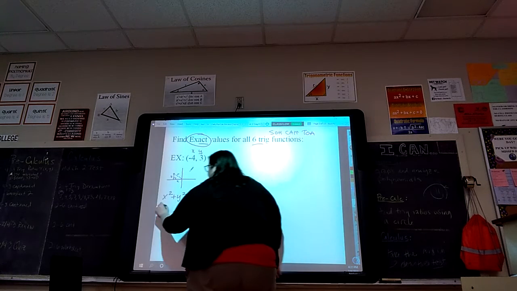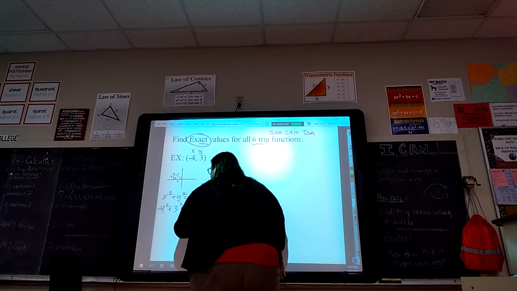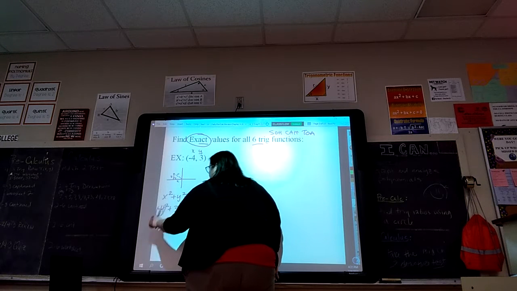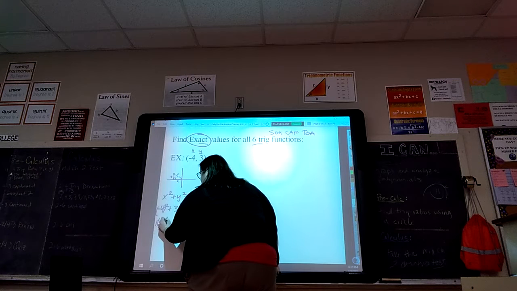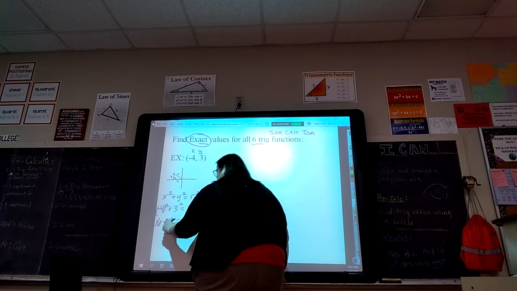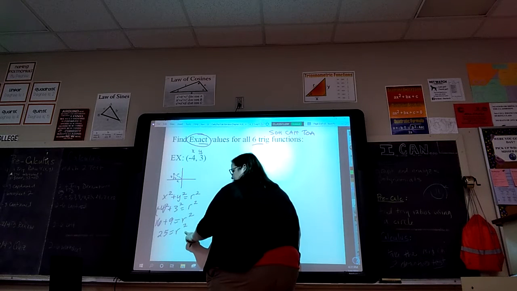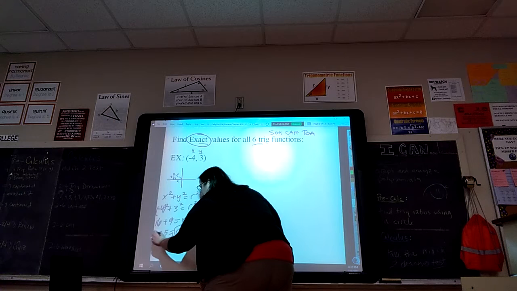Okay? So I have -4 squared plus 3 squared equals r squared. So a negative squared, whenever you square a negative, it becomes a positive. So you have 16 plus 9 equals r squared. So then 16 plus 9 is 25. That equals r squared. And we get rid of the square by using the square root.